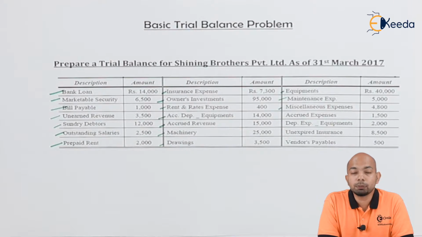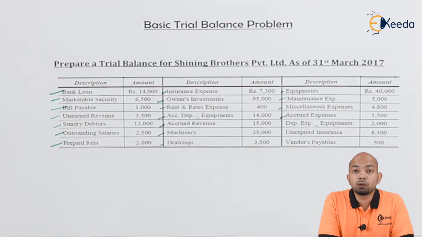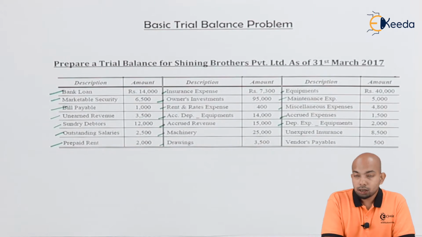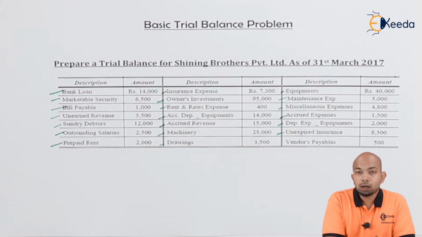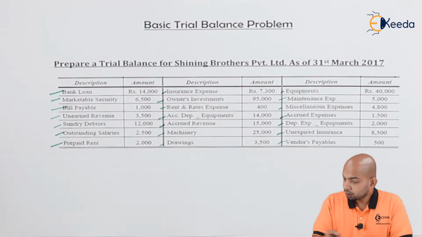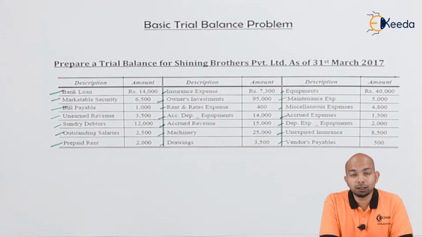Miscellaneous expenses has been mentioned for 4,800 here. Accrued expenses for 1,500. Depreciation expenses on equipment, 2,000, has been mentioned. Unexpired expenses or insurance for 8,500. Vendor payable 500.